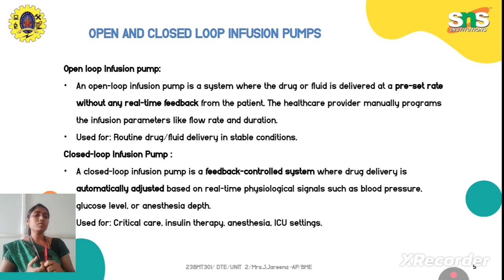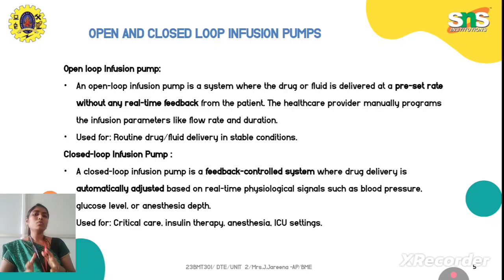Whereas in a closed loop system we have a feedback control system where all the sensor information will be gathered. According to the information, this feedback control system sends signals to the input of the infusion device to customize it in such a way as to meet the patient demand or patient physiological signals. So these are the main differences.